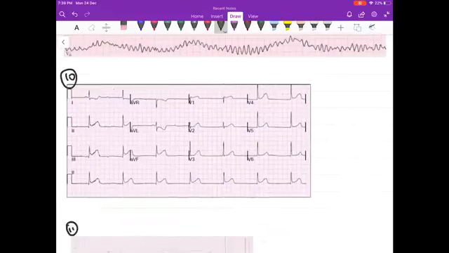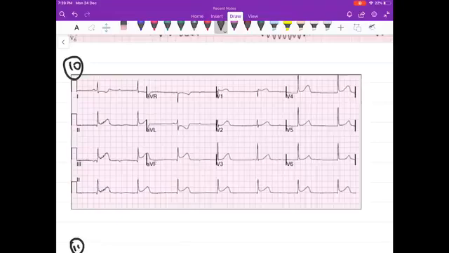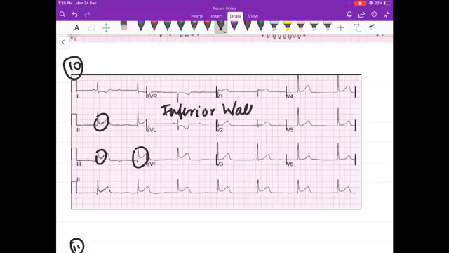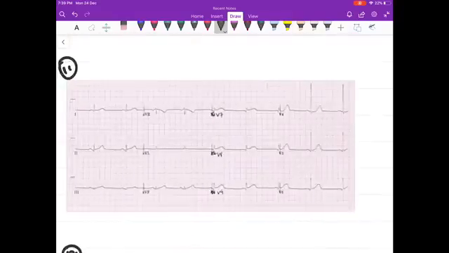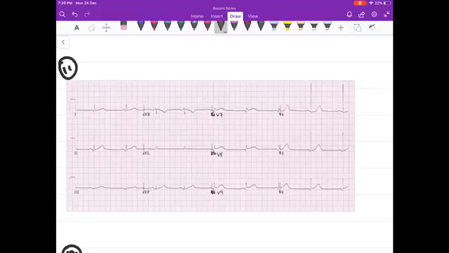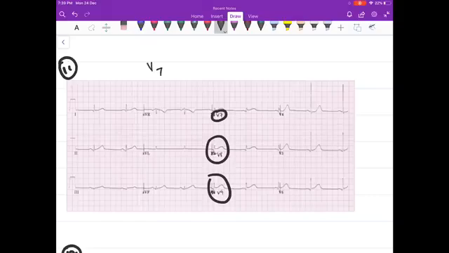So moving on to the next ECG. Friends, what do you see in this ECG? You see that there is ST segment elevation in II, III and aVF. So it is an inferior wall MI. Okay, so now moving on to this ECG. You see that there is ST segment elevation in V7, V8 and V9. ST segment elevation in V7, V8, V9 is seen in posterior wall MI.